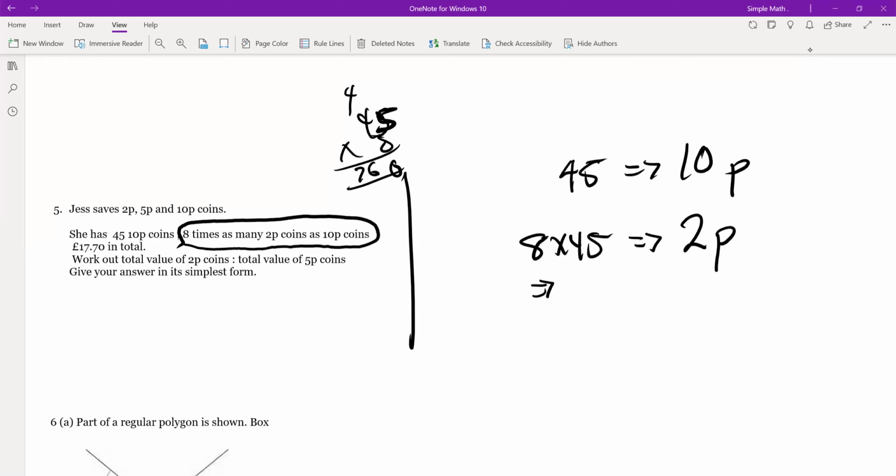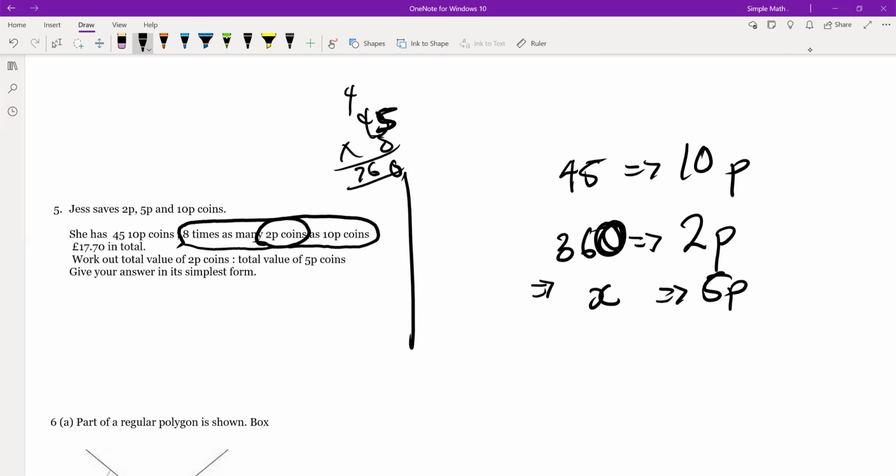And then in total, they didn't give us the amount of 5p coins. So for the 5p coins, let's just use x. I think that's a common variable to use. So you have 45 10p coins, 360 2p coins because she has 8 times as many 2p coins as 10p. It means that the 2p coins is higher in number, 8 times higher.